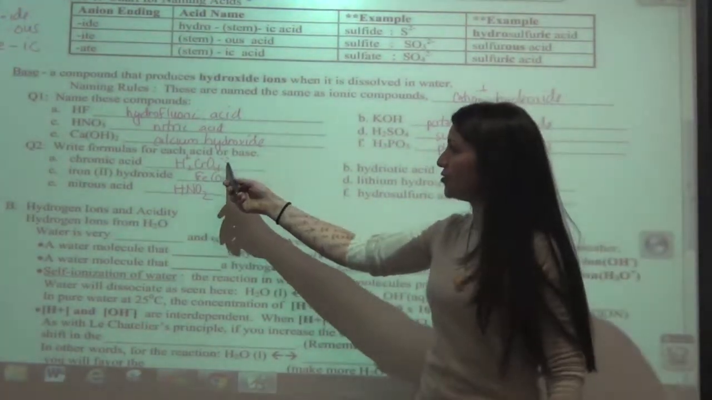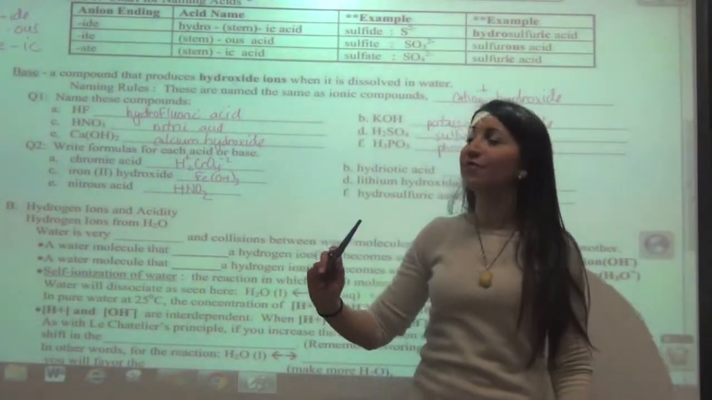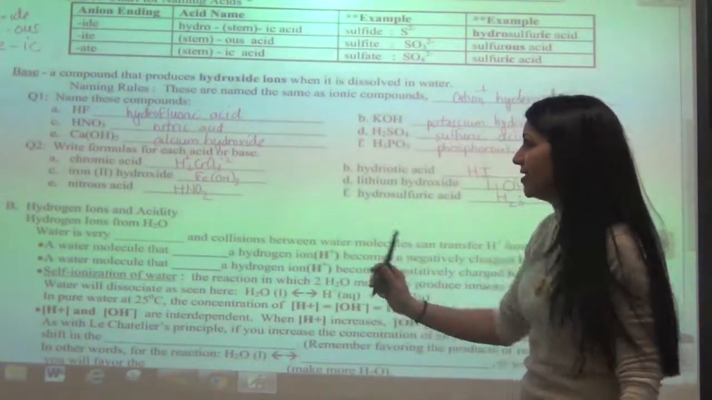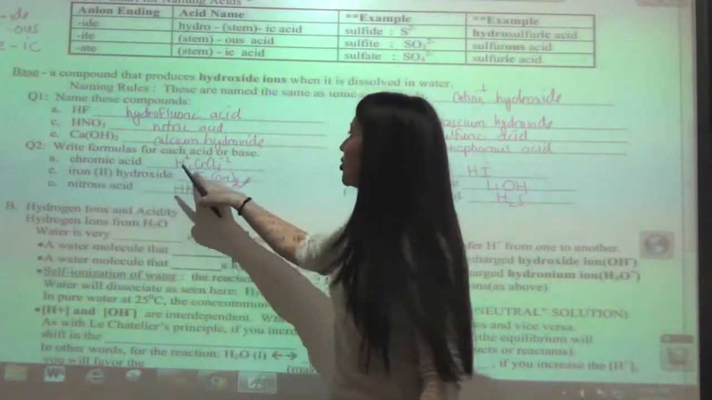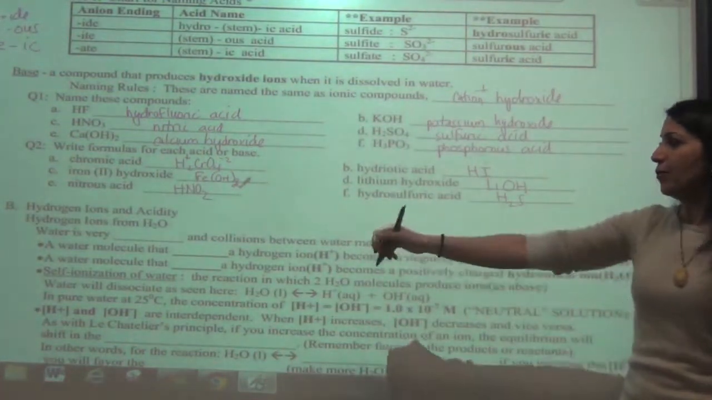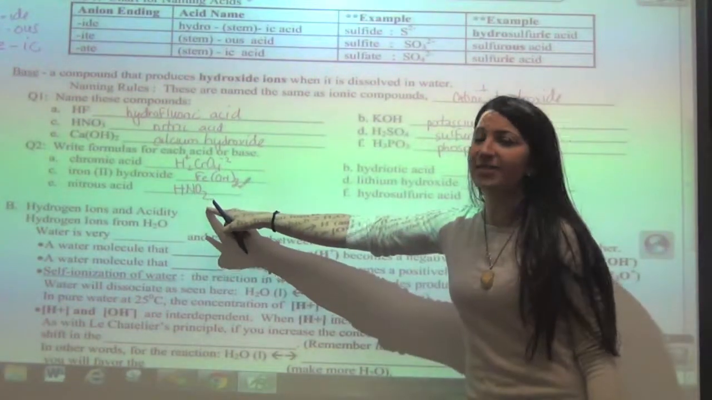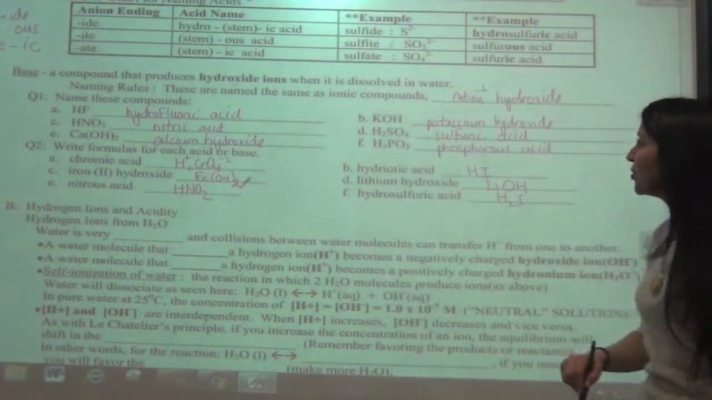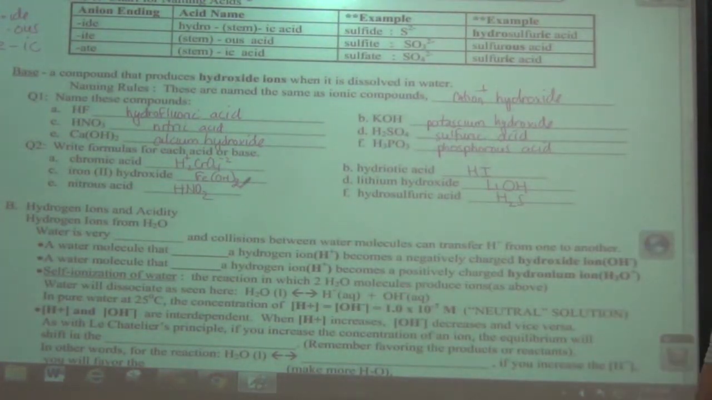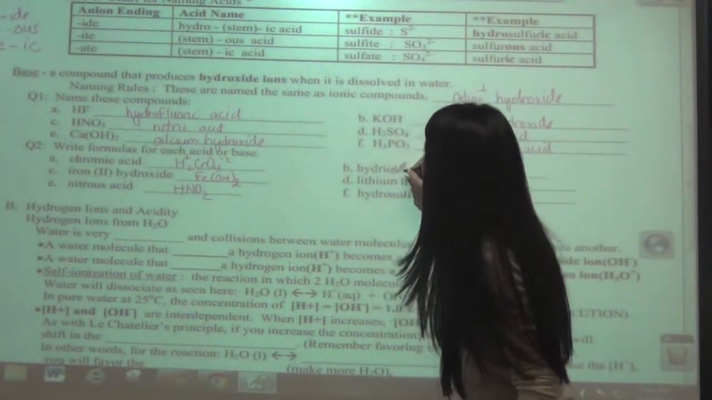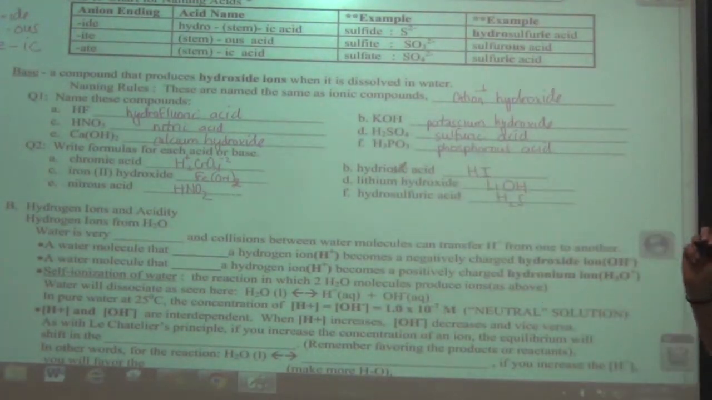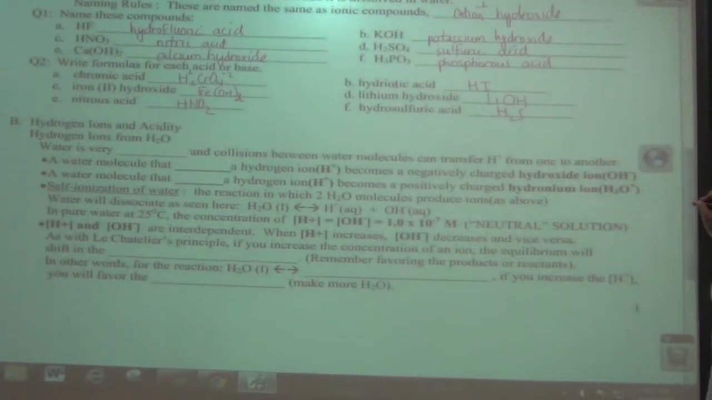So double check here. Did you remember to crisscross the 2 from the chromate in chromic acid? Did you remember to crisscross the 2 here in the iron 2 hydroxide right there? We've got our nitrous acid, so that's nitrite, which is NO2. So just making sure that you have some of these down. And just an FYI, this is hydroiodic acid, which comes from iodine. So that's a D right in there.